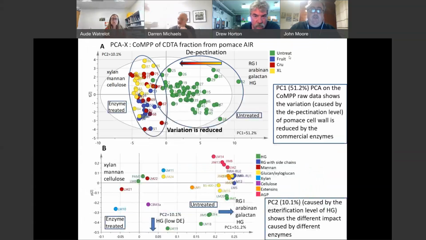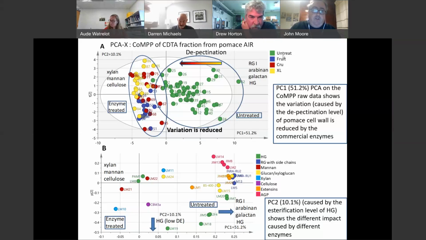And if we looked at it from, so here we're using a PCA score plot just to see the variability of the samples of the CDTA fraction, which is your pectin-rich fraction. So if you didn't depectinate, if you didn't add enzymes, the samples were quite widely spread and there was quite a lot of variation between the different panels. But where you added enzymes, that variation was reduced.